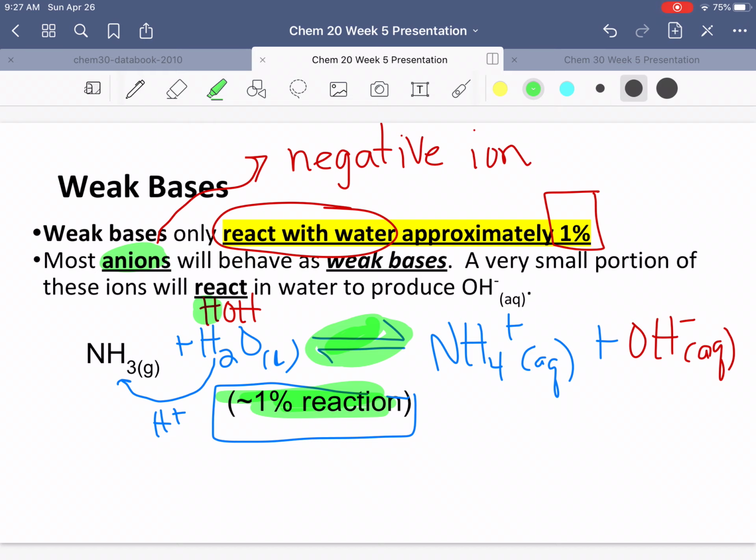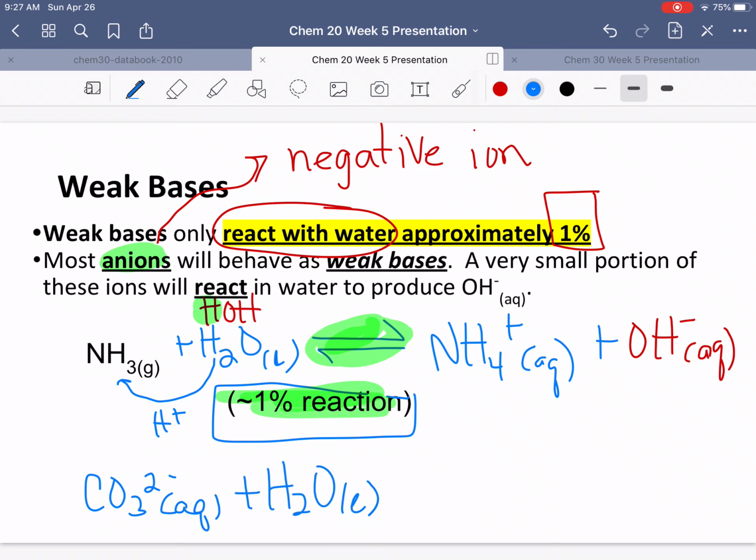All right. Now, guys, if you want a quick example of another one, an anion that would work like this would be something like the carbonate ion, right? CO3 2 negative aqueous. I don't see hydroxide. It would react with water. We would have the proton transfer from the water's hydrogen to the carbonate. Two-way arrow, guaranteed it's weak. There's no hydroxide there. That's how I know. I look for hydroxide.